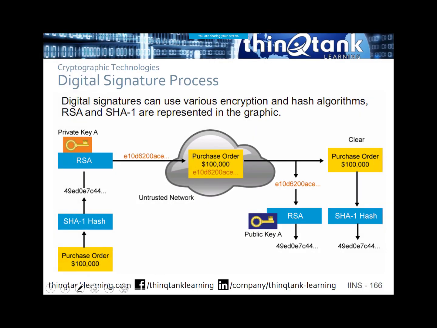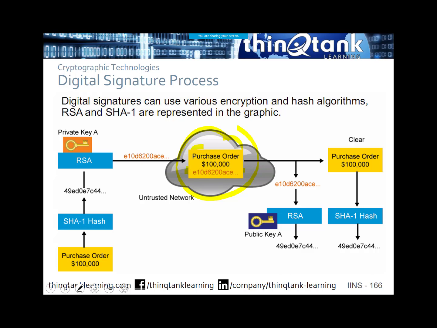So here's an example where we're applying a digital signature to a purchase order. I want to buy something from thinKtank. I send in a purchase order for $1,000 or $100,000 because we're not cheap. And I hash that with SHA, right? And I'm using my private key to hash that information. Actually, I generate the hash and then I encrypt the data with my private key. So this is my purchase order plus the hash that was generated from the encryption process.